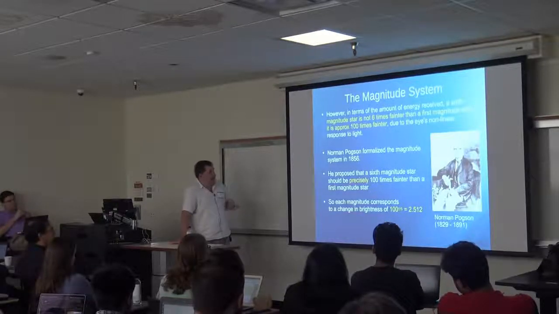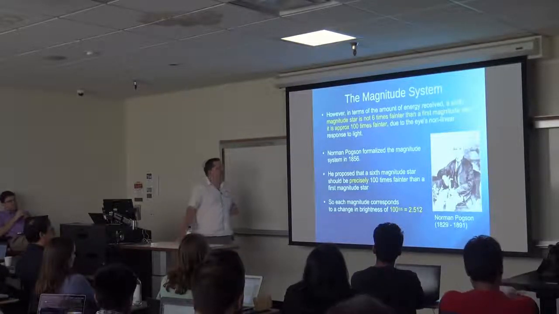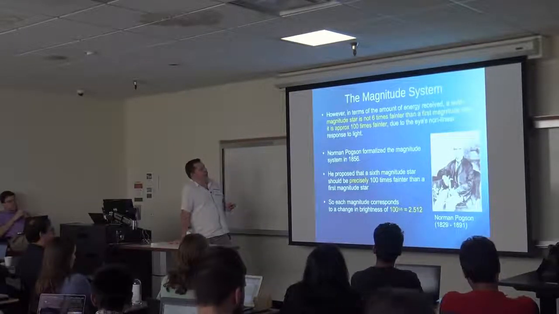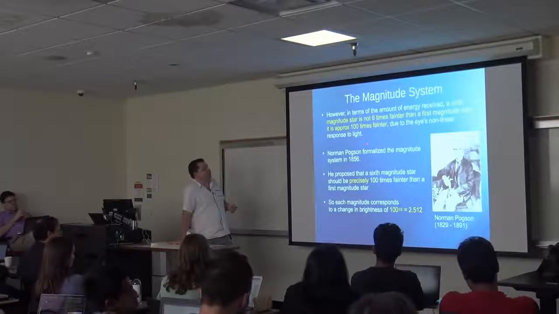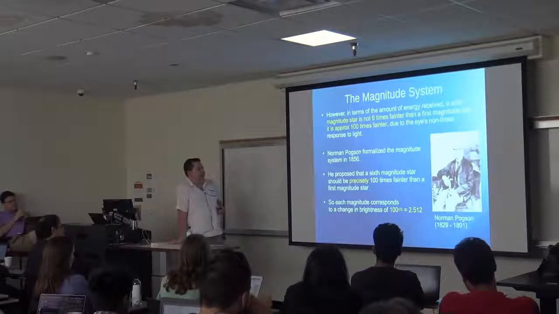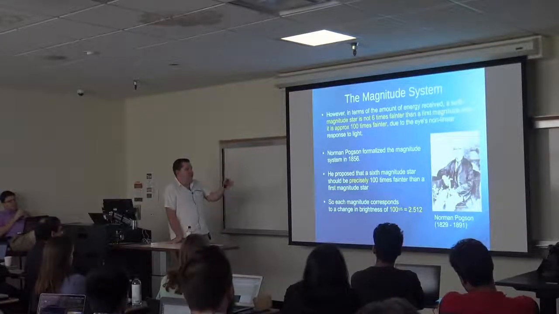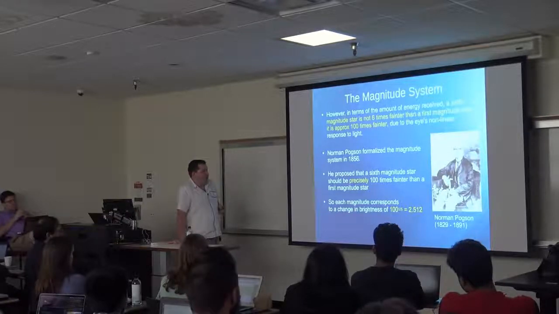So next person is this guy, while he was at Oxford in the 19th century. He sort of formalized this to say that a sixth magnitude star is precisely 100 times fainter than a first magnitude star. So that means the difference going from first magnitude to second magnitude and so on corresponds to a change in brightness of 100 to the power 1/5, or 2.512.